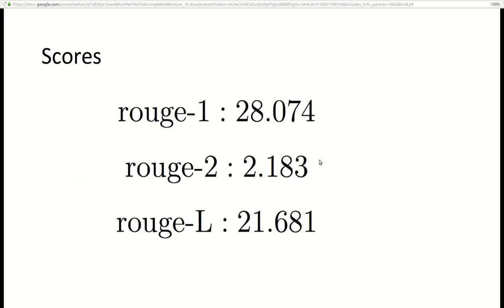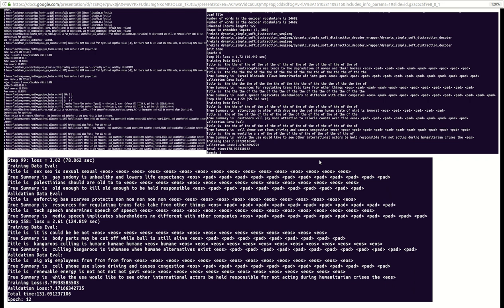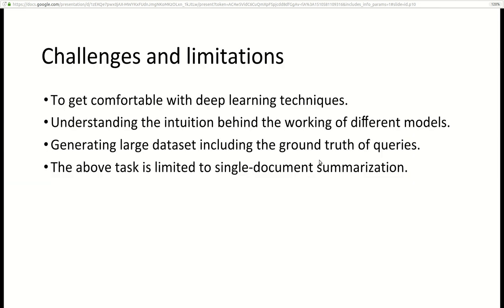Now these are the scores which are generated by the model, that is the difference between the ground truth and the predicted summary. These are the screenshots of the training data that we have done, the summary generated at the time of training and the loss. These are the challenges and limitations.